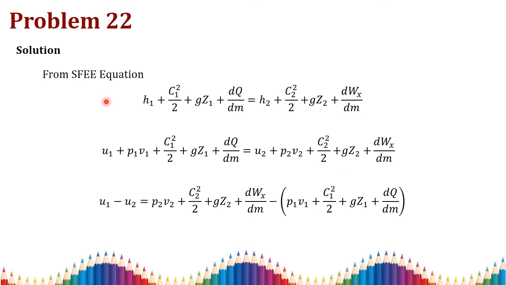As a solution, from the steady flow energy equation, again we are writing H1 plus C1 square by 2 plus GZ1 plus dq by dm, which is equal to H2 plus C2 square by 2 plus GZ2 plus dwx by dm. Here H is equal to U plus PV. So you substitute U plus PV here, and also here. In this problem we need the specific internal energy. So keep U1 on the left hand side and bring U2 to the left hand side, and bring the whole remaining term to the right hand side. Then your term will be like this.